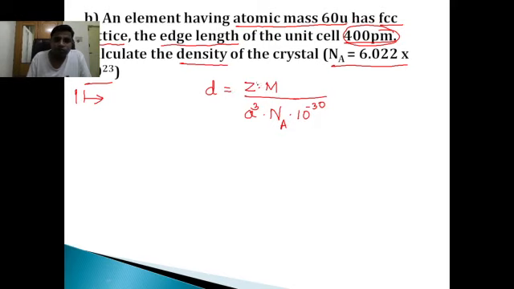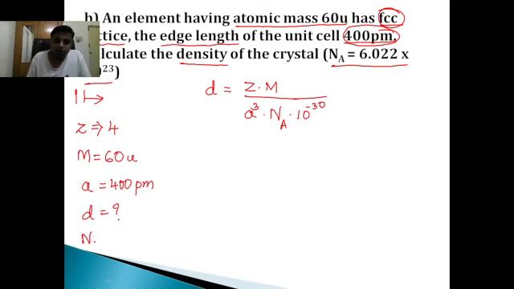So now what all is given? What is Z here? Number of particles, right? How many particles for FCC? 4. We know this. M is atomic mass or molecular mass, also given as 60 units. Edge length is given as 400 picometer. You have to calculate density. Avogadro's number is given as 6.022 into 10 to the power of 23.